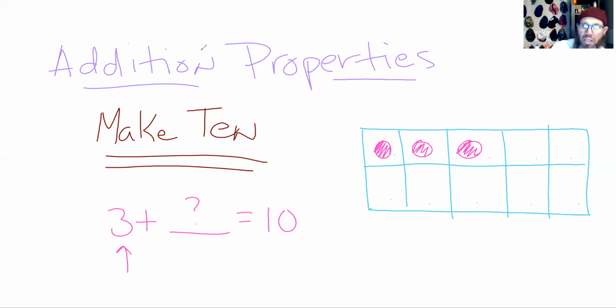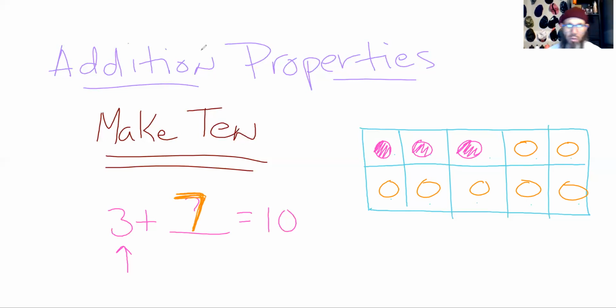I'm going to use a different color so that makes sense. You could do your circles if you want. So I'm going to need 1, 2, 3, 4, 5, 6, 7. Notice I had to add on 7 more. And that's where we can think about this idea of making 10.